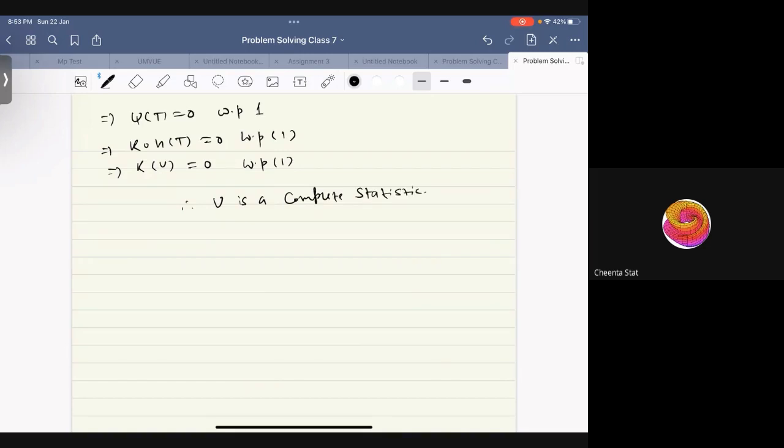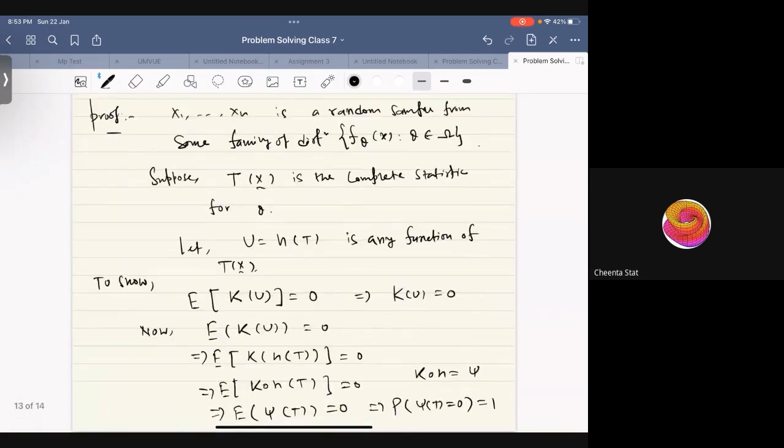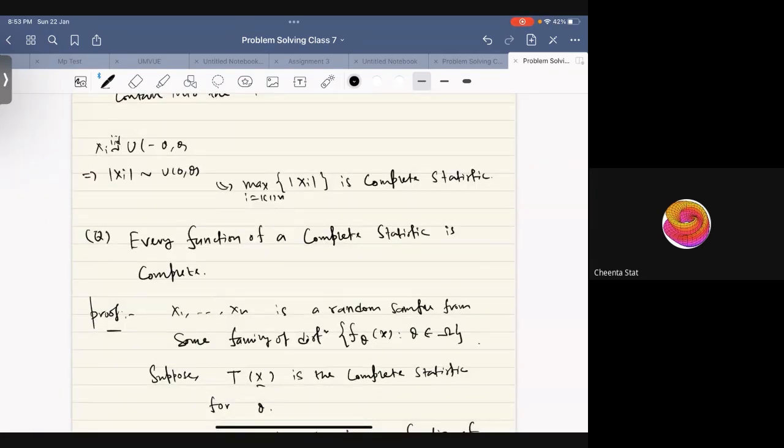Understood, everyone? Got it? The idea? Everyone got the idea now? This statement is very important. Every function of a complete statistic is complete, right?